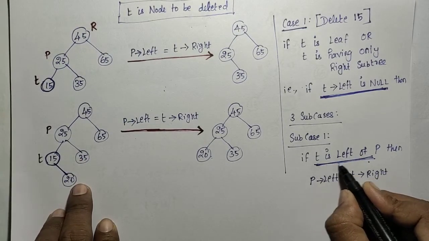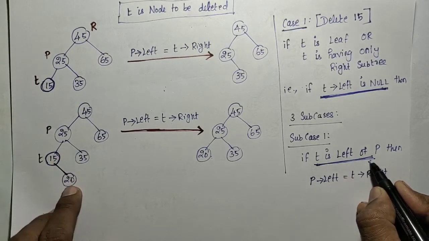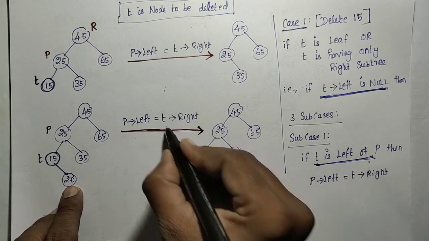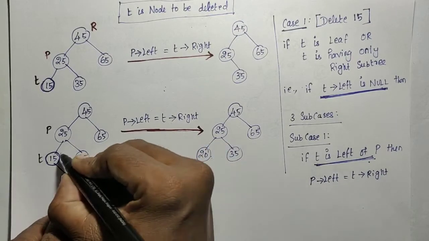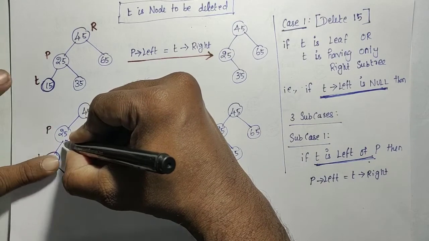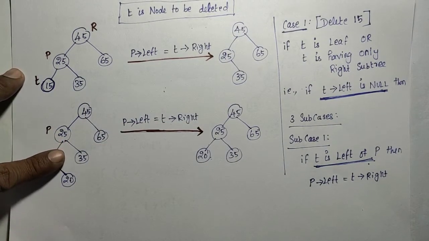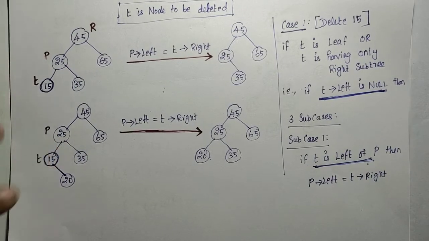That is, if the T is the left of the P, in that case the T of right has to be copied to P of left. So I need to create this link. This node will get deleted.